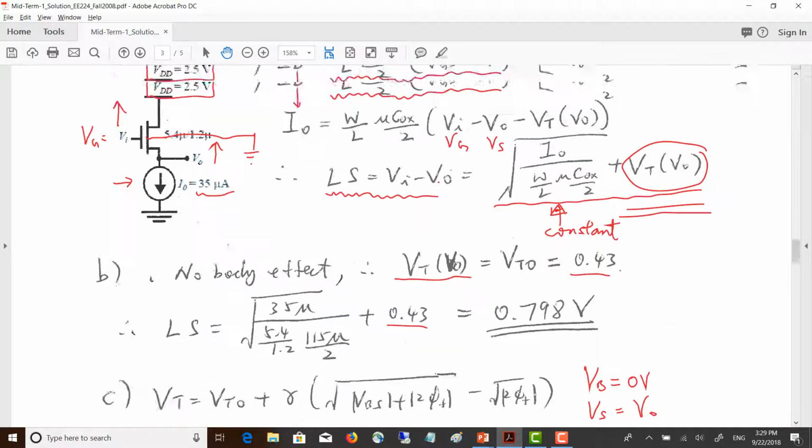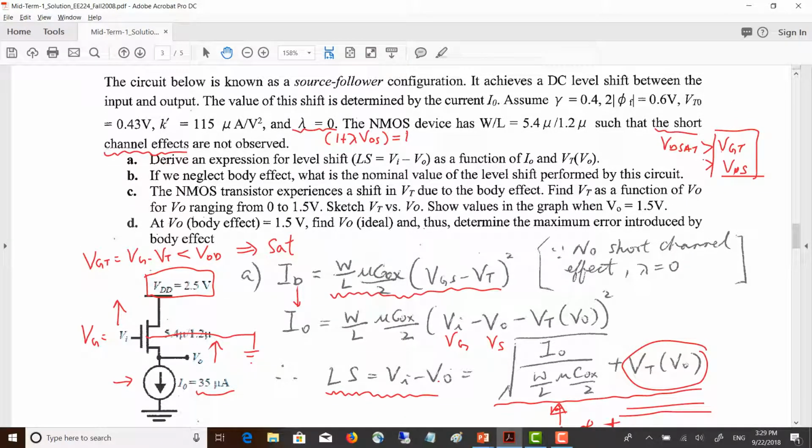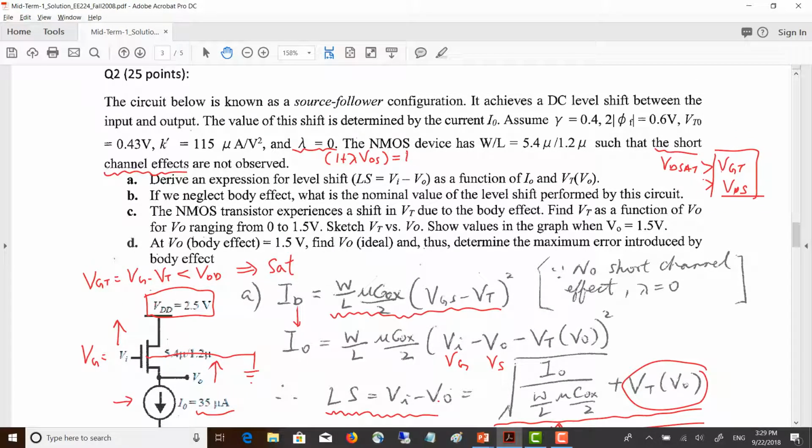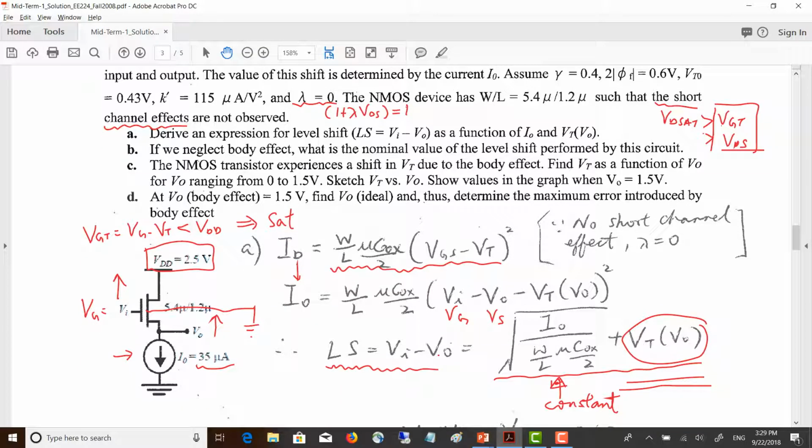Okay. I definitely think that this is not difficult for you, but because it's so new, many of you got lost, especially you did not realize that this current source is nothing but just make sure the current through the MOSFET is a constant. Okay.